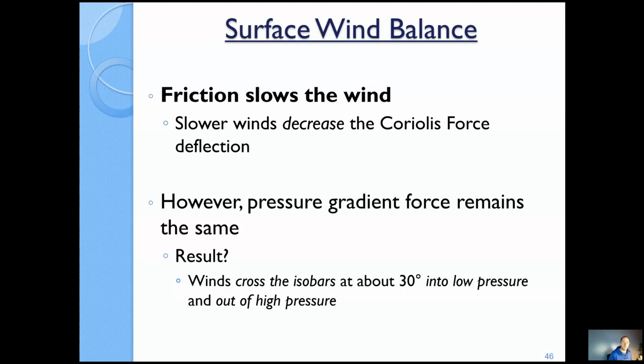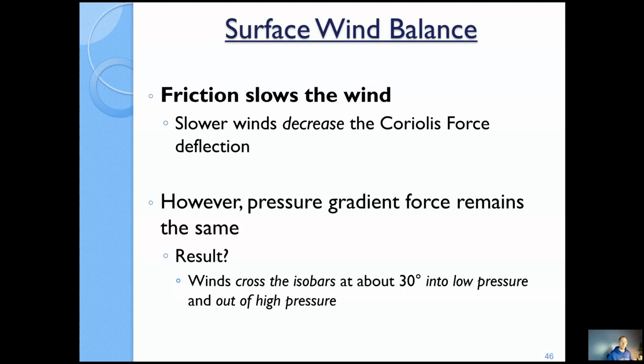That in and of itself, the 30 degrees, good to know, but it's not critical. It's not where it has to be 30 and not 20 or 40. But the idea here is that the fact that they're going in towards low pressure and out from high pressure becomes really critical later on as we start to discuss the different types of weather associated with low and high pressure. The winds crossing in towards a low pressure means that the winds are coming together.